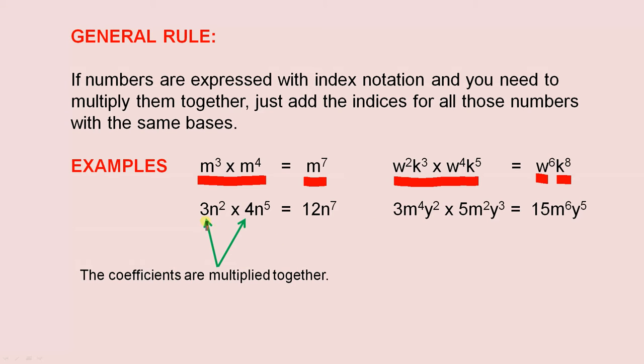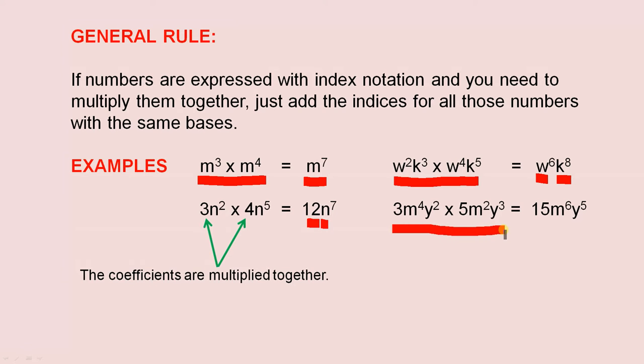Here's another example. 3n to the power of 2 multiplied by 4n to the power of 5. Now, if you remember, these numbers here, the 3 and the 4, they're called coefficients. You are allowed to multiply those two together because they're not actually bases as such. They're just coefficients, the numbers that come in front of the terms. So 3 fours are 12. So that's where the 12 comes from. You have n squared here and n to the power of 5. So here is the n there, and you add those two indices together. 2 plus 5 equals 7. So the answer is 12n to the power of 7.